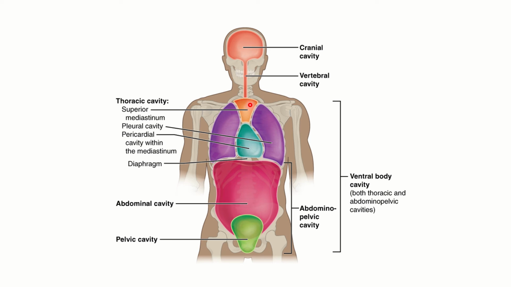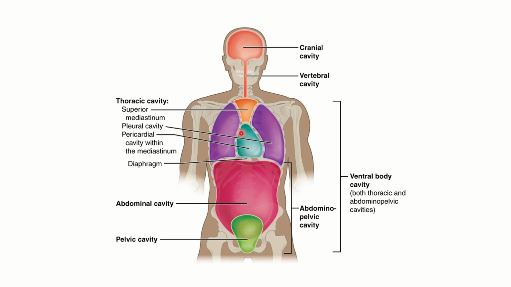Also, you have the mediastinum, and in the other part of the mediastinum, the esophagus, trachea, bronchi, and some of the great blood vessels are located. So the pericardium is also part of the mediastinum.